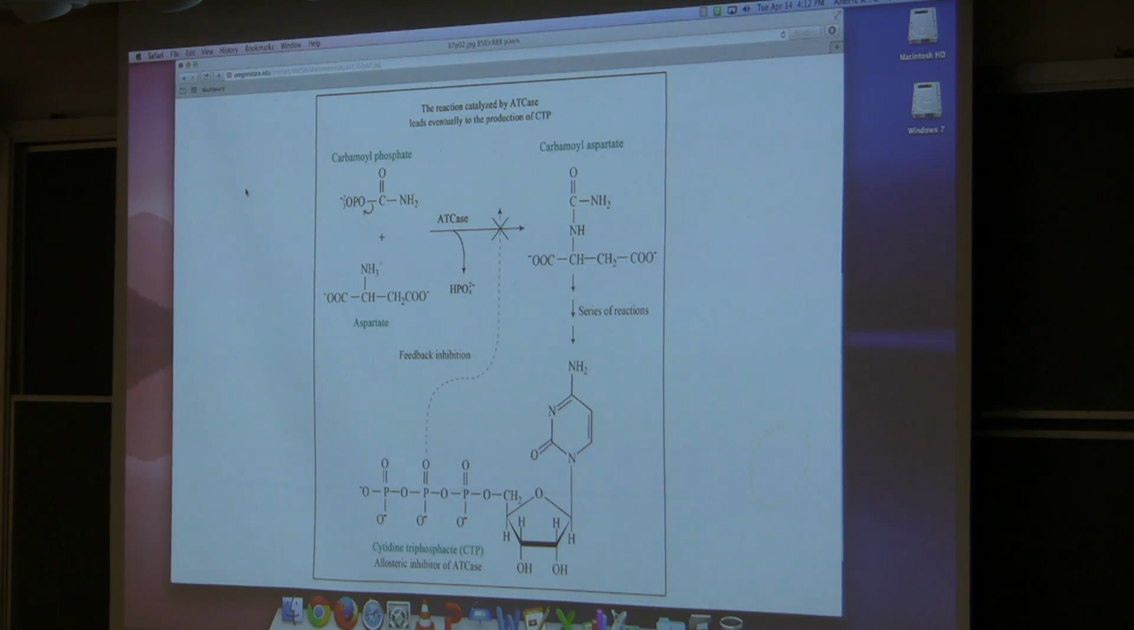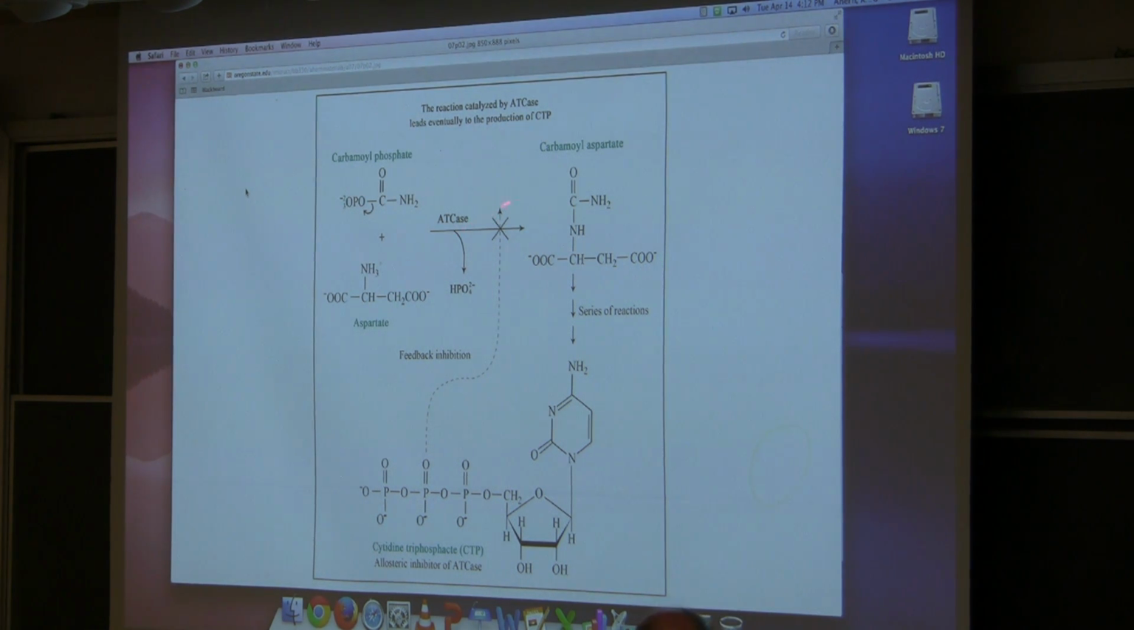ATCase binds to CTP, and when it binds to CTP, the enzyme is inhibited. Now, it's a very simple fact. You can memorize that fact, but the really cool thing about that fact is that CTP is the end product of the pathway.